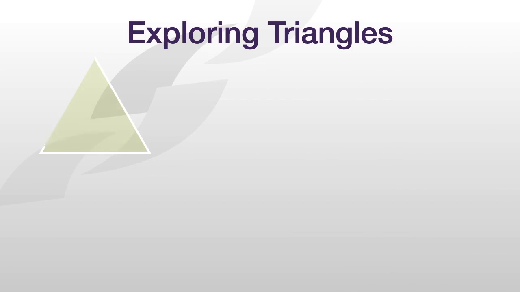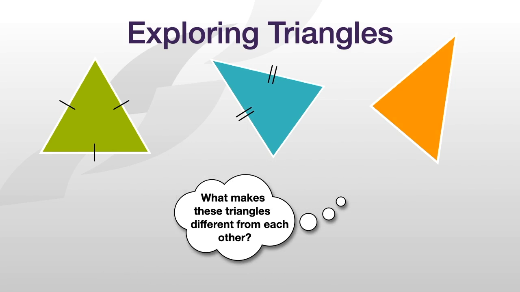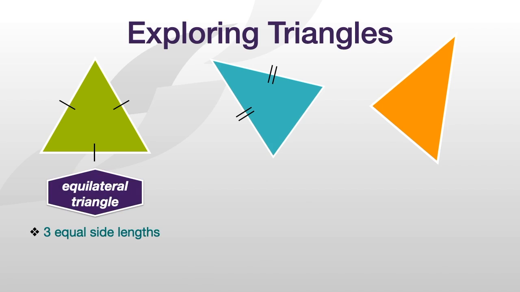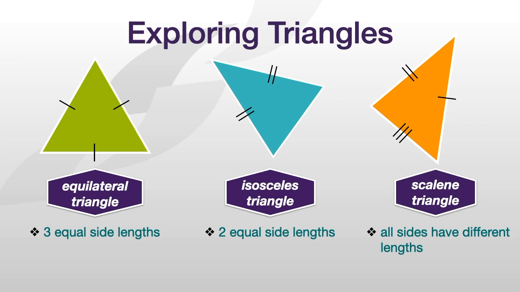But there is a second way to classify triangles. Identical markings mean that these sides have the same length. What do you think makes these triangles different from each other? The first triangle has three equal sides, so it is called equilateral. The second triangle has two equal sides, and it is called an isosceles triangle. In the third triangle, all of the sides have different lengths, so it is called a scalene triangle.